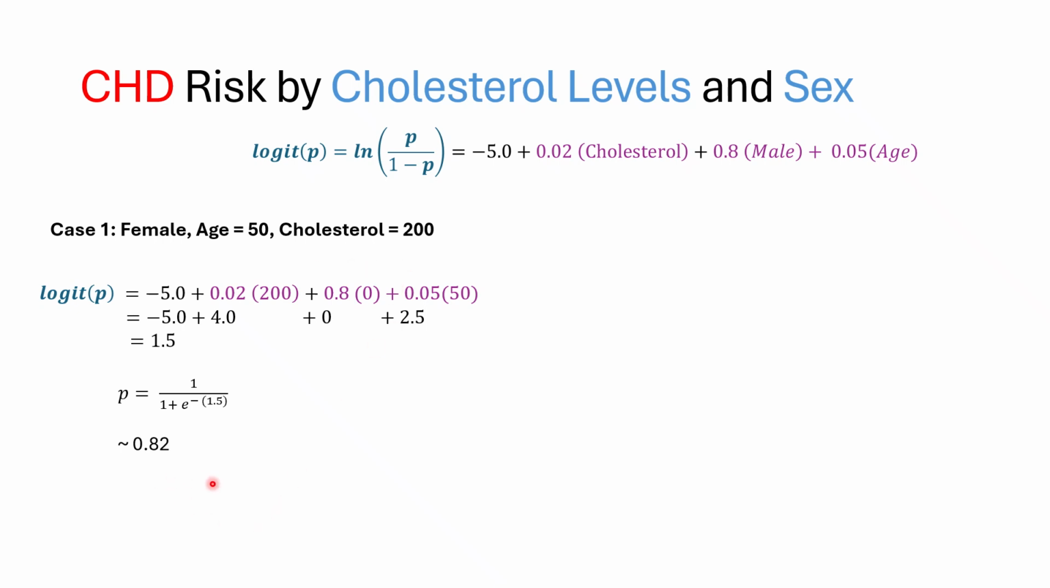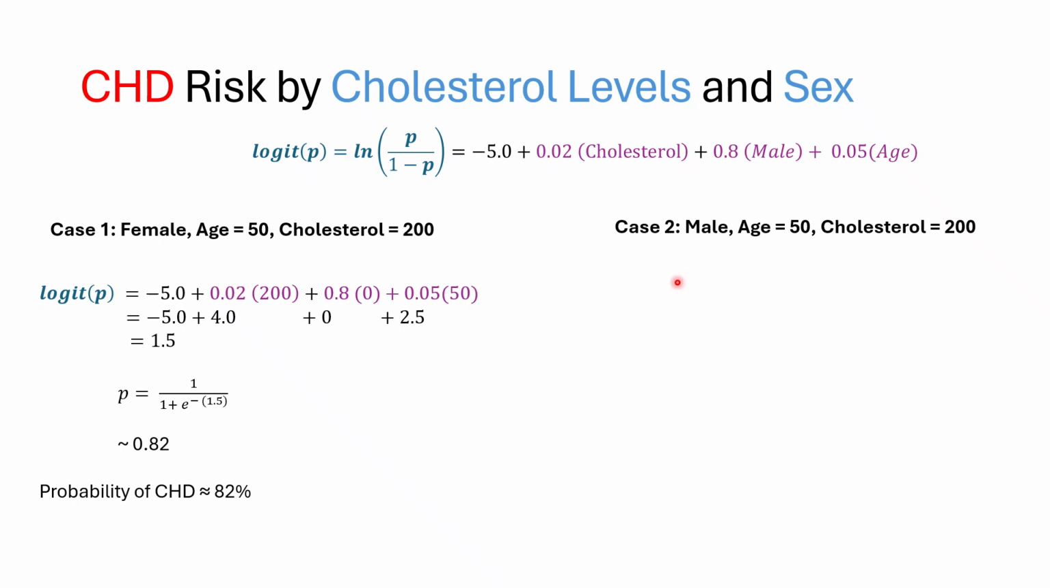Again, this is a supposed value, but I just wanted to show you all the mechanics behind these calculations. So the way we interpret it is that it is the probability for chronic heart disease. Let me rephrase. The probability of chronic heart disease in a female age 50, cholesterol 200 is 82%.